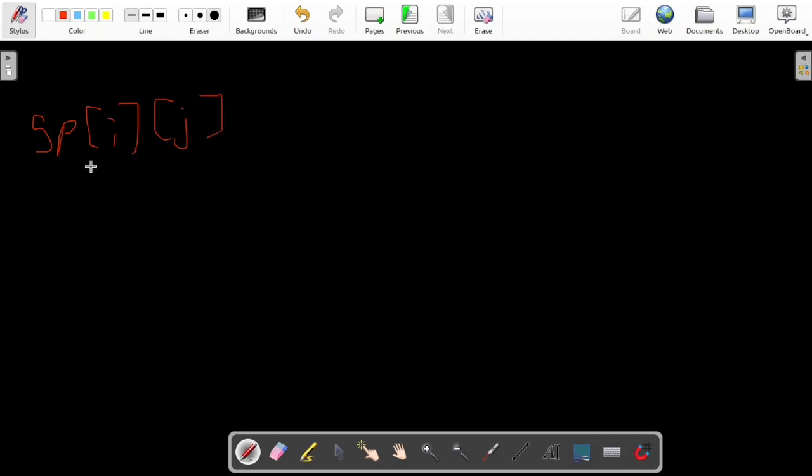Now this is one element from the sparse table, but what does this element denote? This element simply denotes that from the ith index, we consider a segment of length 2 to the power j. That's it. This element simply denotes that from the ith index, we consider a segment of length 2 to the power j, and in this element, we store the answer of that segment.